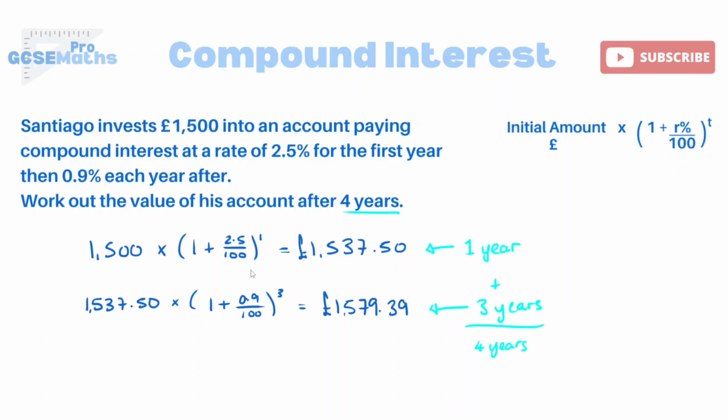So I've just had to kind of split it into 2 parts basically, use the formula twice. The key thing is to remember that your initial amount will change once you've already worked it out once. You have to use your answer as the new initial amount for the second calculation. Otherwise, it is pretty much the same thing. So that's all we have to do for that question. Your answer is £1,579.39 because they've asked for the value of his account, not just the interest.